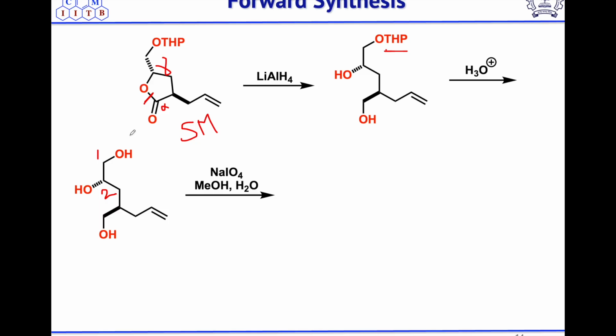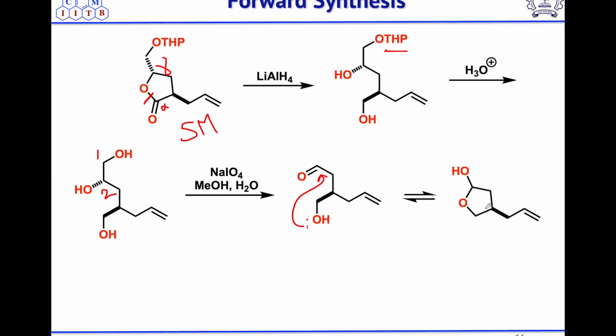It could be cleaved by using NaIO4 in methanol water. We get oxidative cleavage to give this aldehyde. Now this alcohol is already there in your molecule, so it will not exist in this form. This alcohol oxygen will attack this carbonyl carbon, and it will be in equilibrium with this lactol. This is called a hemiacetal, or lactol, as it is cyclic.